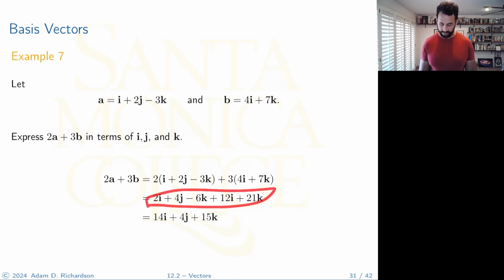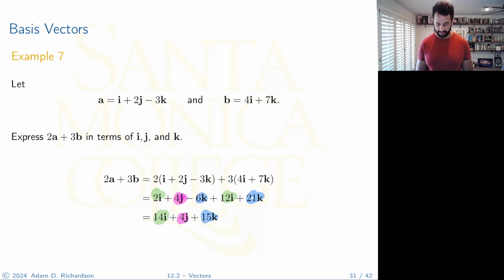There we go. Now what we're basically going to do is combine like terms. So we're going to get all the i terms together, and then we're going to get all the j terms together. There's only one. And then we're going to get all of the k terms together. And then voila, add them all up, and then we get this, here, here, and here. And that's it. So 2a plus 3b is 14i plus 4j plus 15k. Okay. All right, so those are basis vectors.